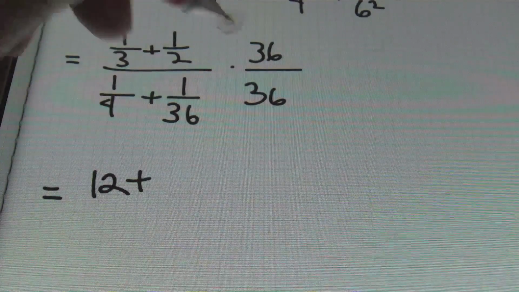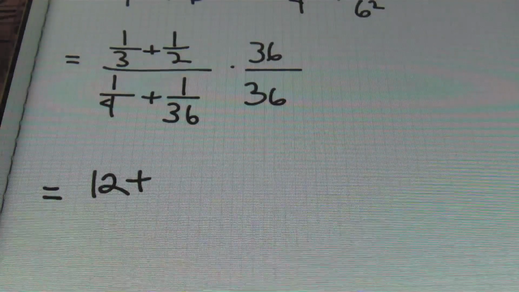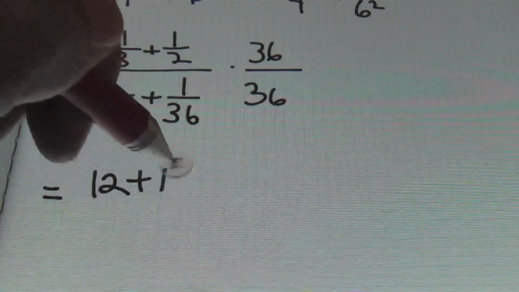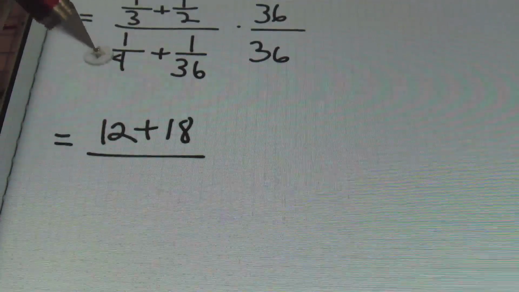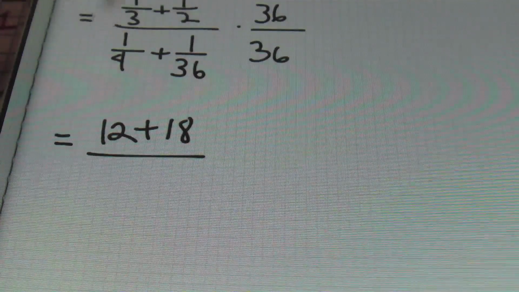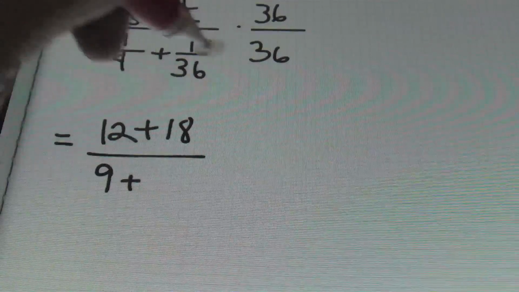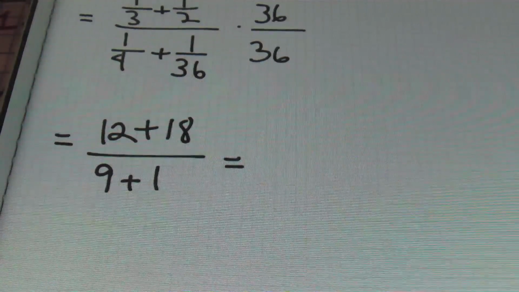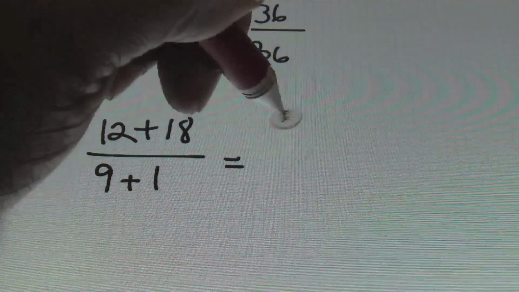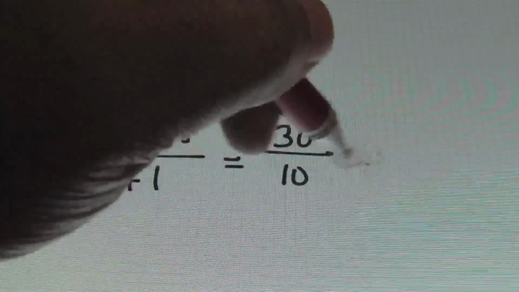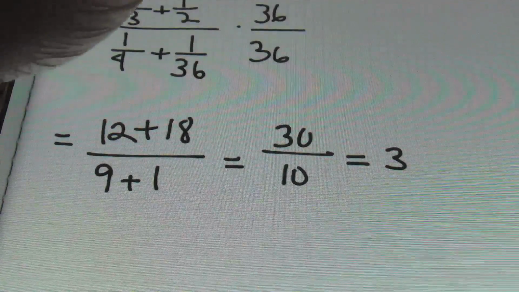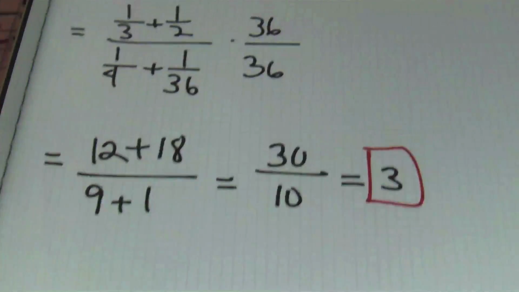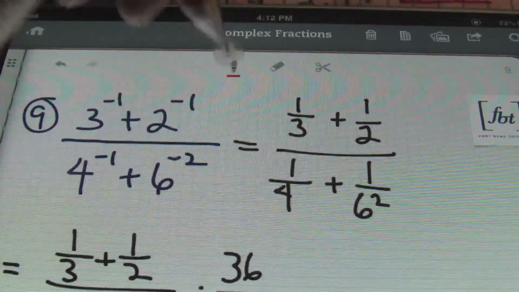Plus, half of 36 is 18, or you could very well say that 2 goes into 36 18 times, and 18 times 1 is 18. 4 goes into 36 9 times, 9 times 1 is 9. And 36 goes into itself, so 1 times 1 is 1. We now end up with the following. 12 plus 18 gives you 30 over 10, and this answer here simplifies to 3. So that's problem number 9, ladies and gentlemen. The answer is 3. All right, that's problem number 9.